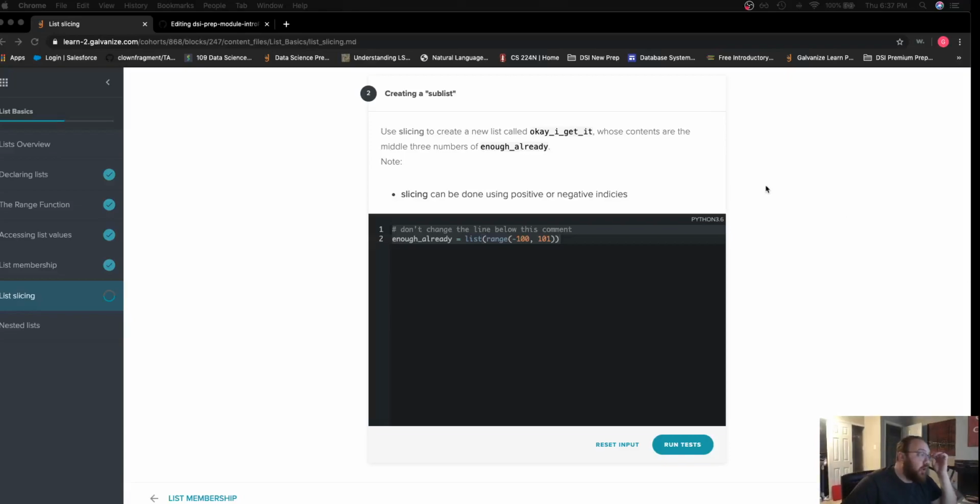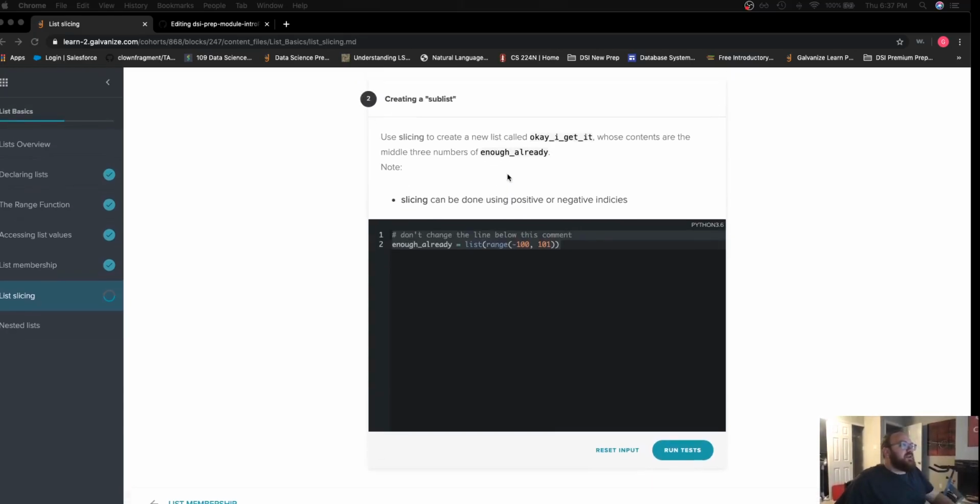This next challenge is called creating a sublist. It tells us that we are to use slicing to create a new list called Okay, I Get It, whose contents are the middle three numbers of Enough Already. Slicing can be done using positive or negative indices. So I know that I'm going to need to declare a list, so I can just get that part out of the way.